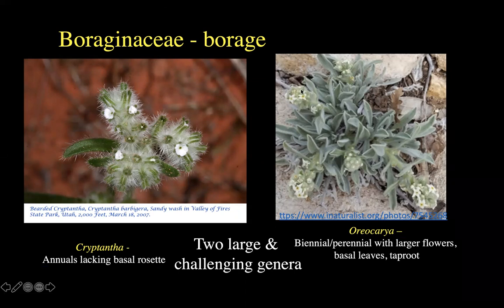Once you learn kind of a borage flower look, you start to just kind of see them in there, but they can get really darn tiny. Many of them are very, very, very hairy. In general, though, Cryptantha are annuals lacking a basal rosette of leaves, and Oreocarya are biennials or perennials with larger flowers in general, basal leaves, and a taproot.